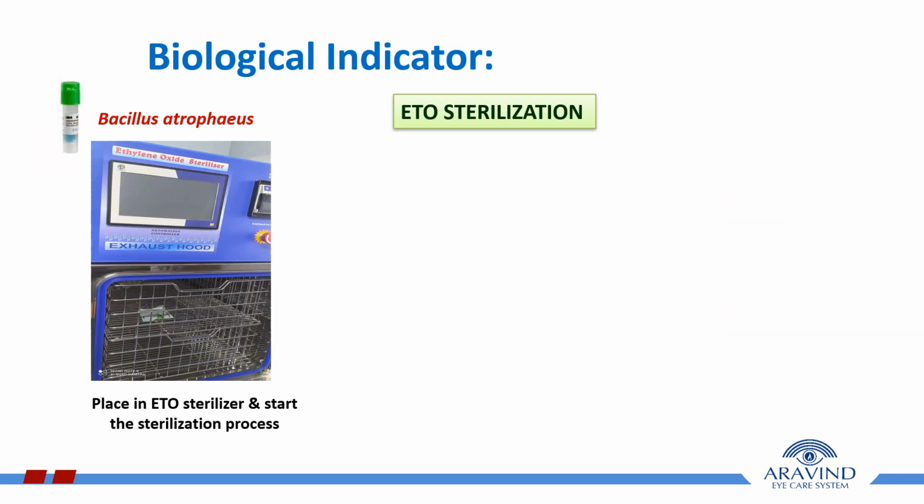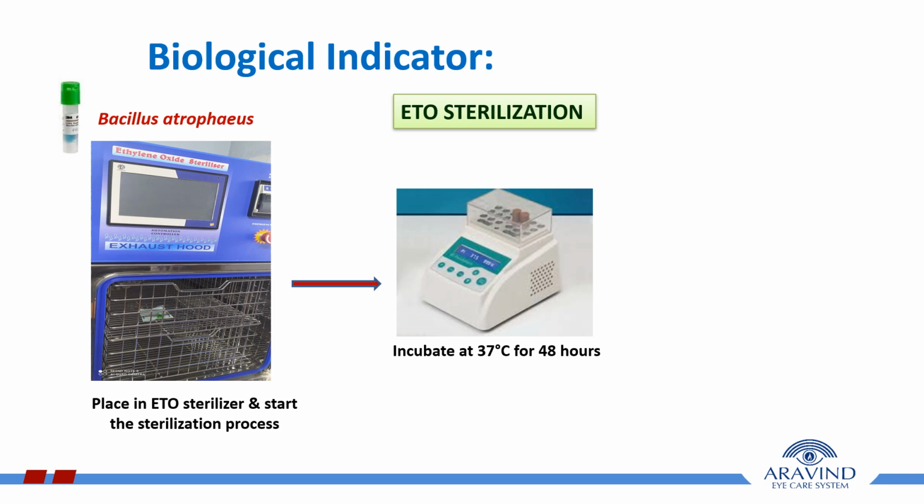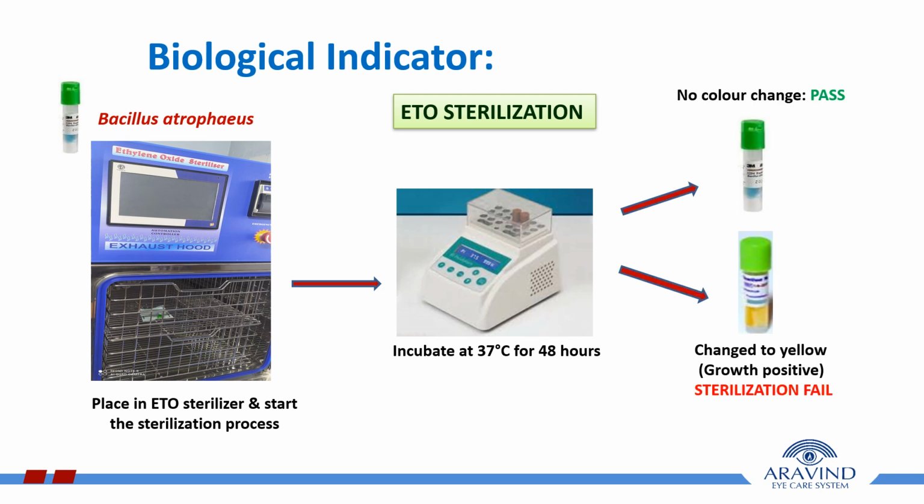For ETO, after the sterilization process, the indicator is incubated at 37 degrees Celsius for 48 hours. If the color changes from blue to yellow, it indicates sterilization failure.